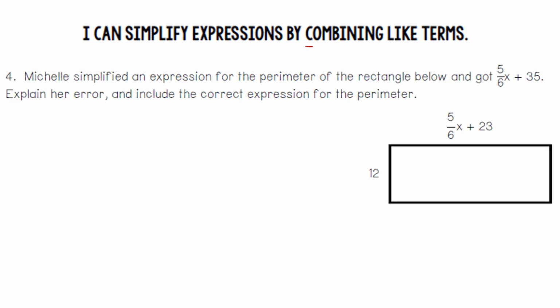For number 4, we're still working on combining like terms. It says Michelle simplified an expression for the perimeter of the rectangle below and got 5 over 6x plus 35. Explain her error and include the correct expression for the perimeter.